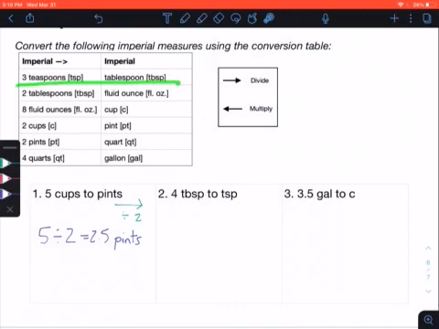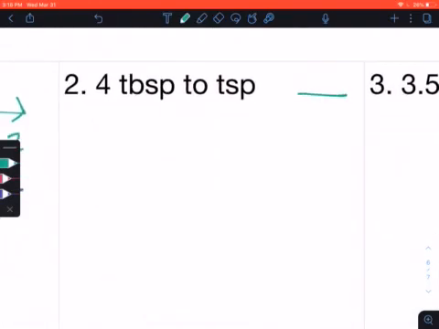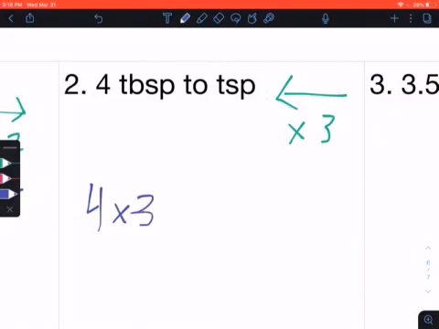Okay, so since they want us to convert from tablespoon to teaspoon, we're going to be going from right to left. And so if we're going from right to left, we need to multiply. Okay, what do we multiply by? We multiply by the number in that row, which is a 3. Okay, so in this case, we're going from right to left, and we're going to multiply by 3. So 4 tablespoons times 3 is going to equal 12, and these are going to be teaspoons.